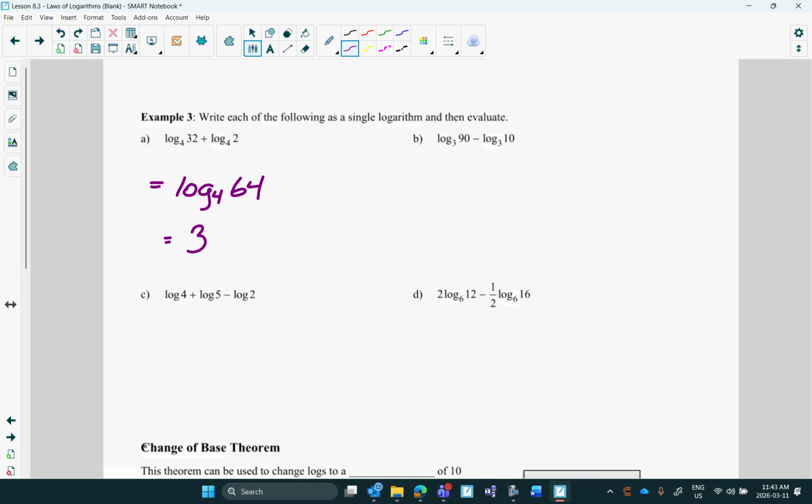How would I write this as a single log? Log base 3. Or 90 divided by 10, which is 9, yes. 2, because 3 squared is 9.